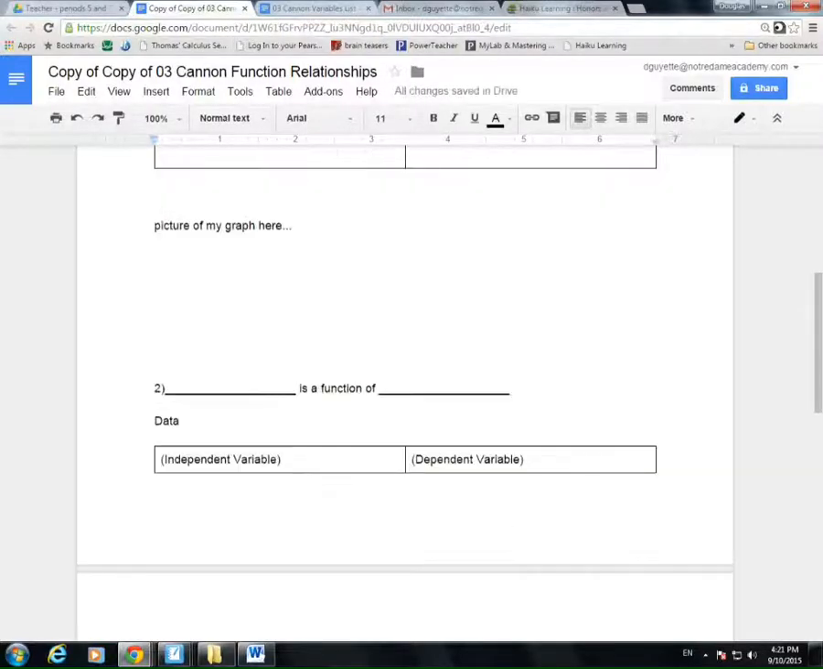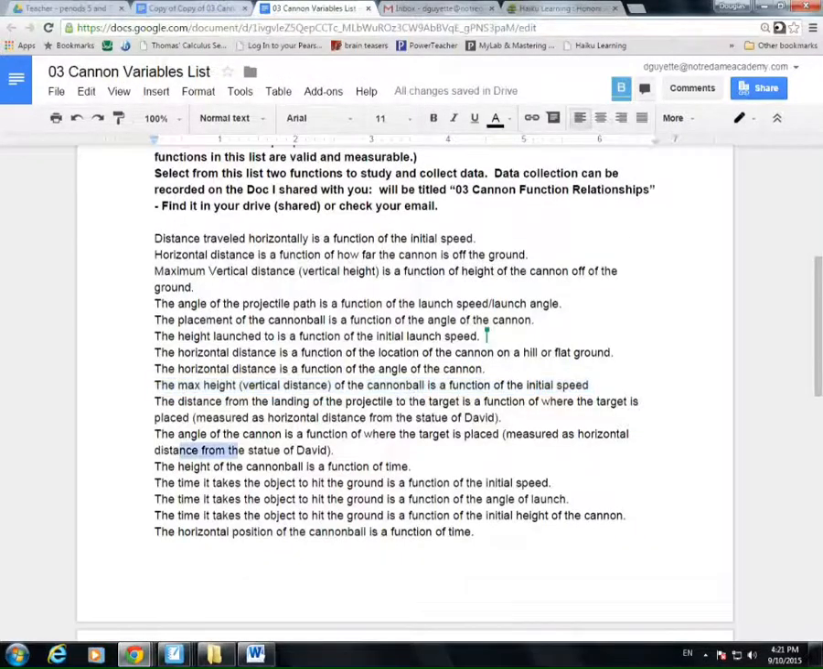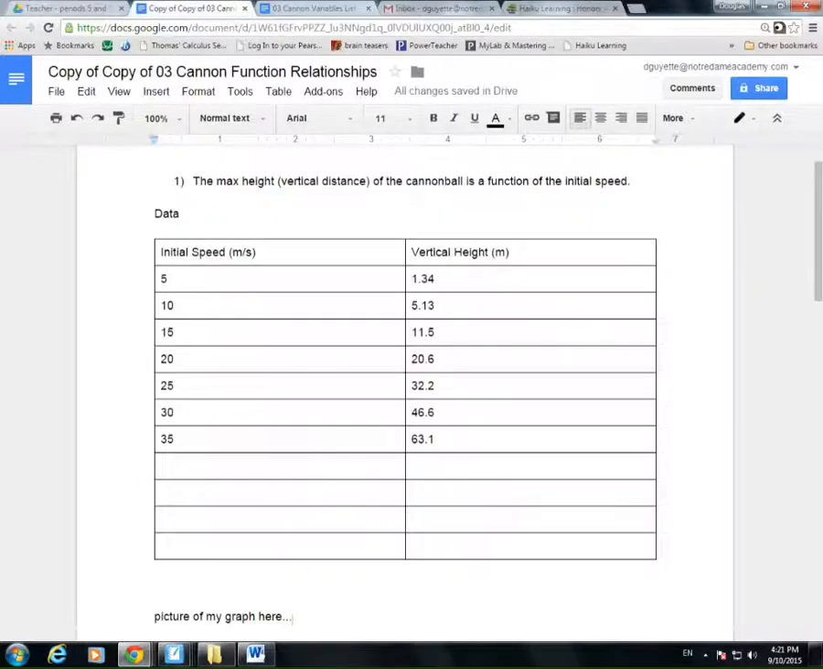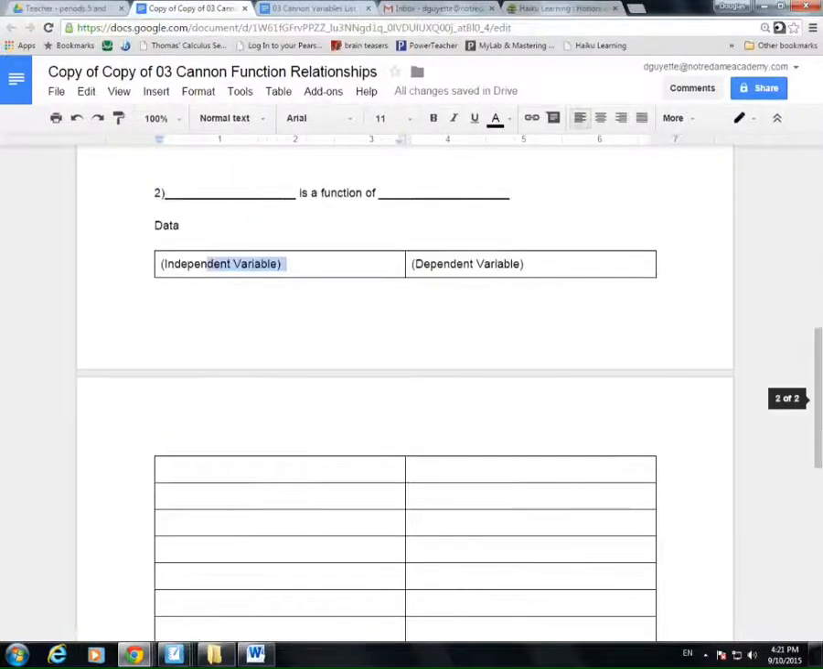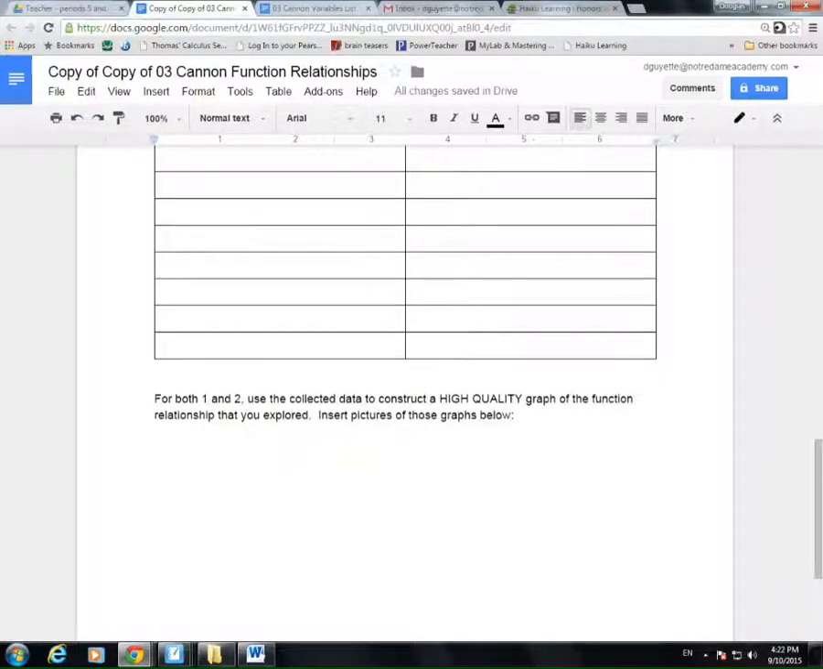Okay, then I go and do the entire experiment over again. This time I pick a different function relationship. I use number 2. I put in the function relationship. I label my variables. I collect the data. I make a graph, and I put the graph down here. So that should pretty much be it in a nutshell.